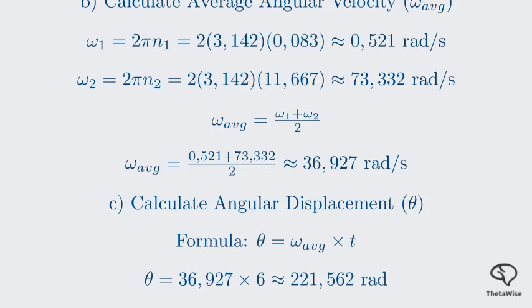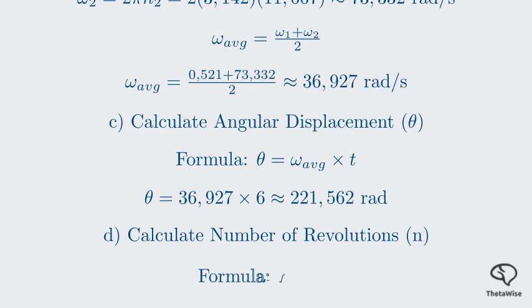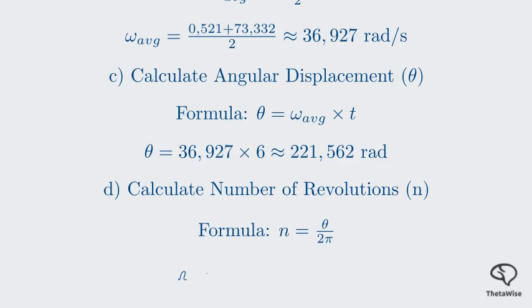Finally, part D, the number of revolutions. We need to find n. Similar to question 2, we'll convert our total angular displacement from radians to revolutions. Number of revolutions equals theta divided by 2 pi. Dividing 221.562 by 2 pi gives us approximately 35.26 revolutions. The spin dryer completed about 35¼ turns during those 6 seconds. And that concludes the calculation for question 3. We've found the angular acceleration, average angular velocity, angular displacement, and the total revolutions.